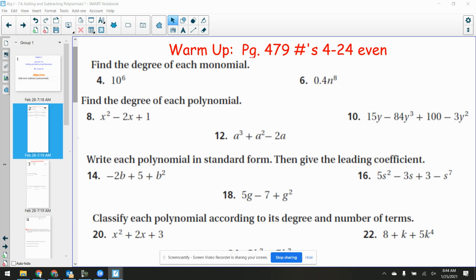All right, welcome back, everybody. So we got the warm-up here on the board. Again, if you're watching along at home, make sure you pause this, try the warm-up, and then press play whenever you're ready to see the answers.